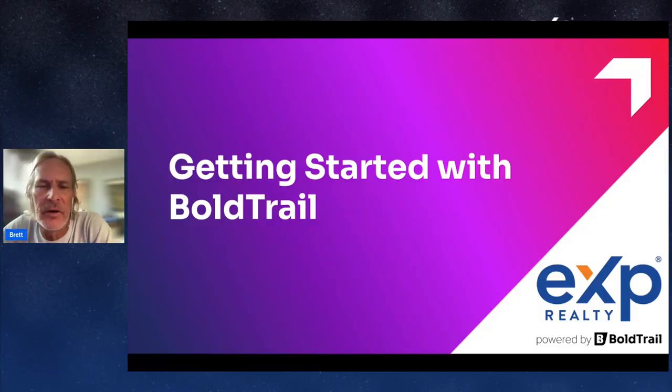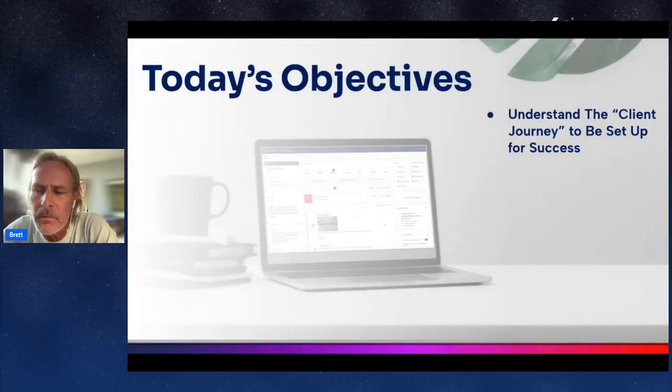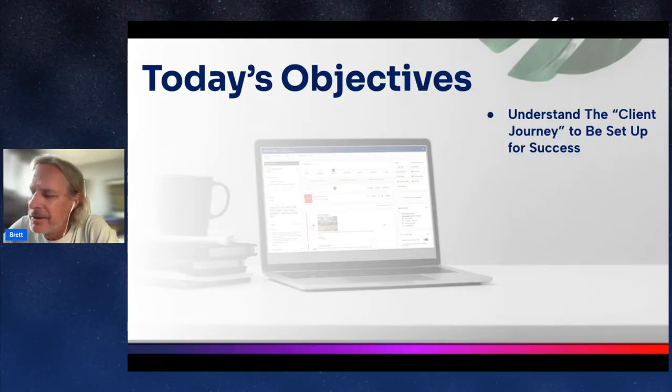What do you do to get started? Before we get into all of my objectives today, this is not going to be a comparison between CRM products, between real estate growth engine, because that's really what you got here with BoldTrail. Yeah, it has a CRM. They all have CRMs, but what else does it have, and how is that going to help you close more transactions? That's our goal here. So what we're going to focus on is the client journey to understand how the system is organized.